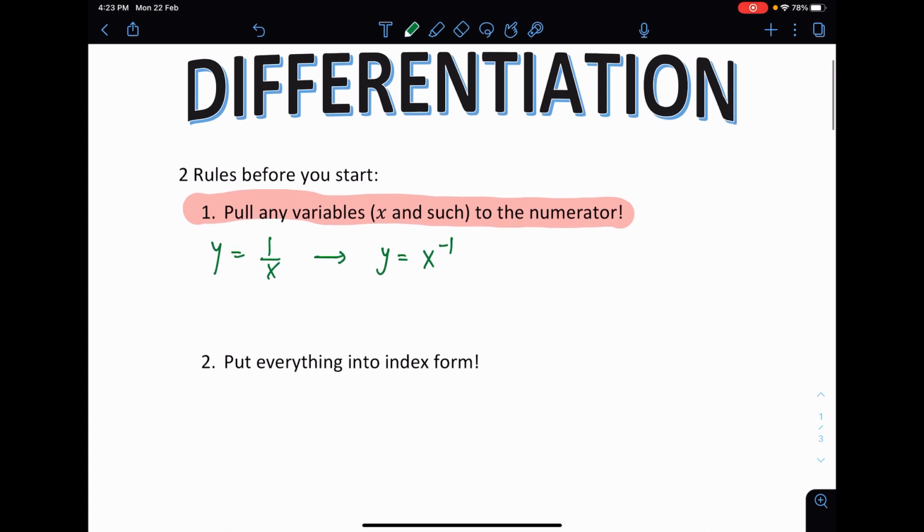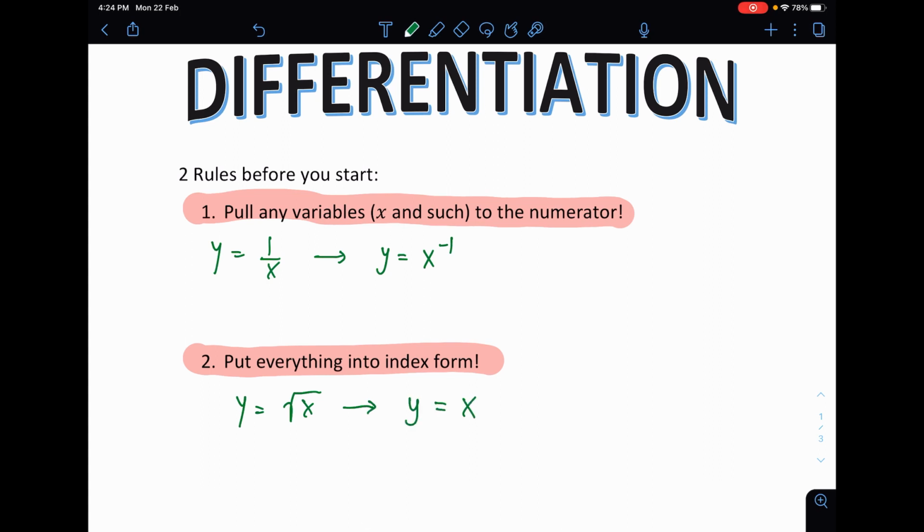Next, put everything into index form. This is quite similar to number 1, but it's not only limited to the negative power. For example, I have y equals square root of x. Again using indices, we can rewrite this as y equals x power half. This is just the preparation, do not differentiate yet. Once you have your form, something like what I have written here, then you can start to do differentiation.